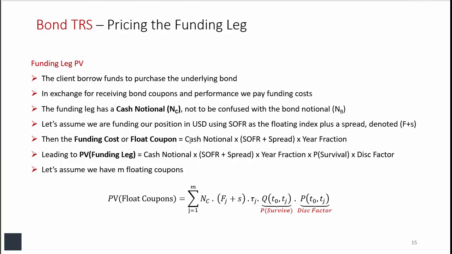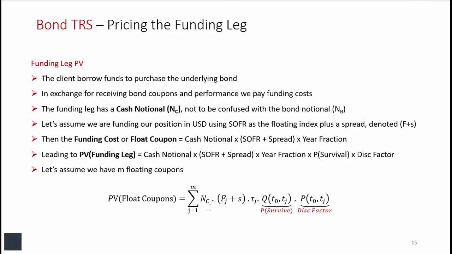So let's assume we have a funding position in dollars using SOFR. We would be paying funding using the SOFR floating index plus the spread, which we denote F plus S here. The funding cost, or float coupon, would be calculated as the cash notional times SOFR plus the spread, times the year fraction. And the PV would be that floating coupon multiplied by the probability of survival, as you will be making that payment, and times the discount factor.